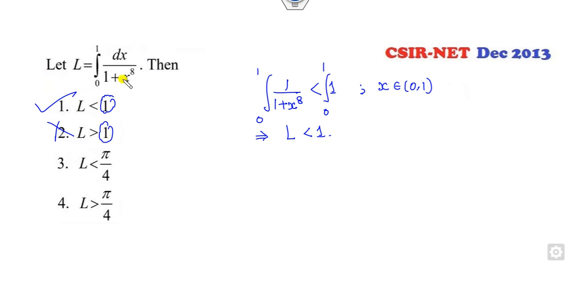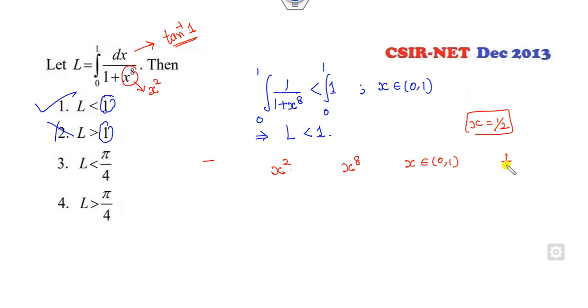Second is pi by 4. When will it be pi by 4? It will be pi by 4 only when I write it as tan inverse of 1. It means when it will be the tan inverse, if I replace this value to be x square. Now can you find the relation between this and this? Whenever x lies between 0 and 1, choose x as half. So this value will be 1 by 4.